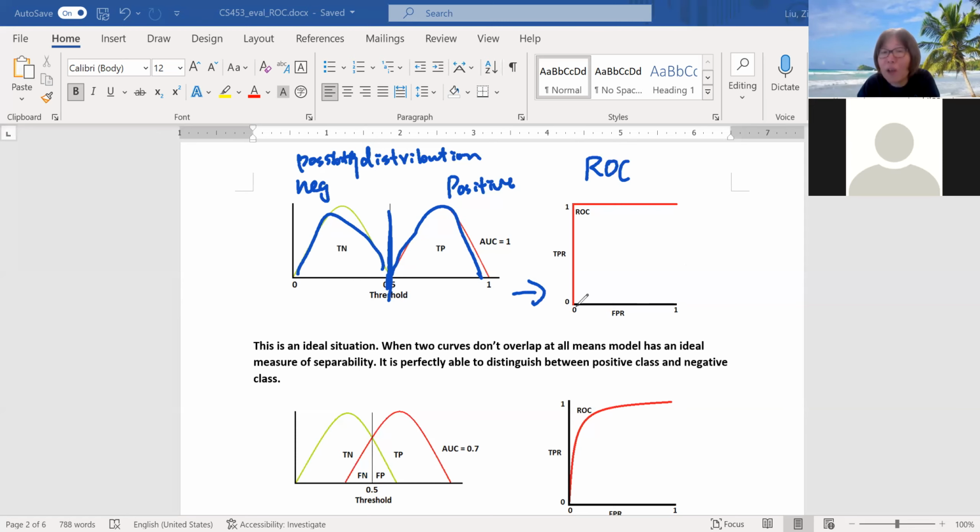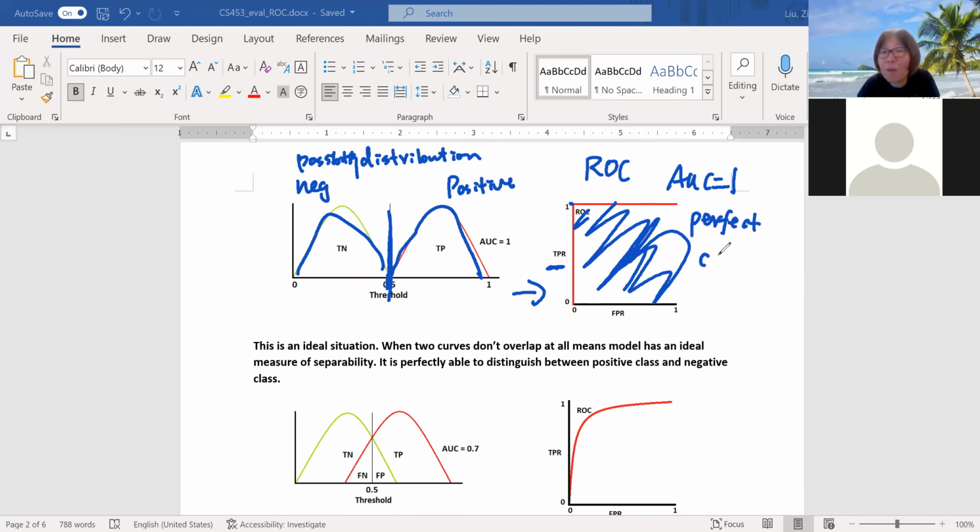So this is the ROC curve. Our true positive rate, when the true positive rate is 1, then the false positive rate is 0. So it has a clear boundary, and the area under it, the AUC, in this case is 1. So this is a perfect case, an ideal situation, when the two curves don't overlap at all. They have a clear boundary.